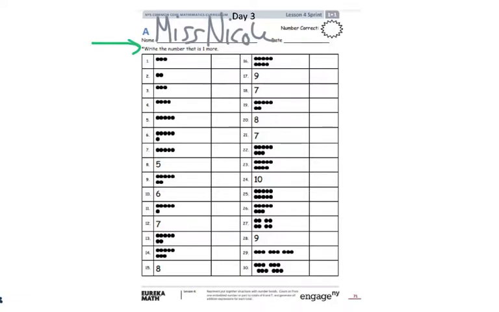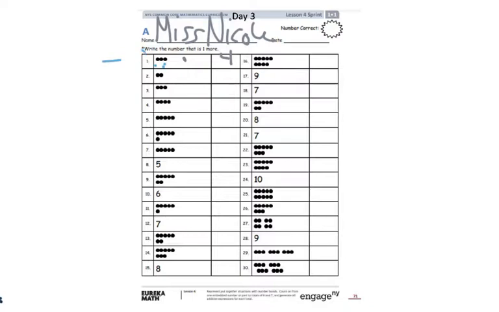Okay, so let's look at number 1. Number 1 has 1, 2, 3 dots. So we're going to put one more. I'm going to use my pencil. One more, and we're going to write the total. 1, 2, 3, 4.